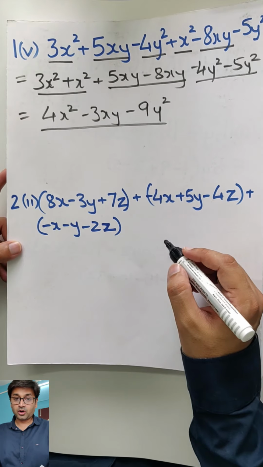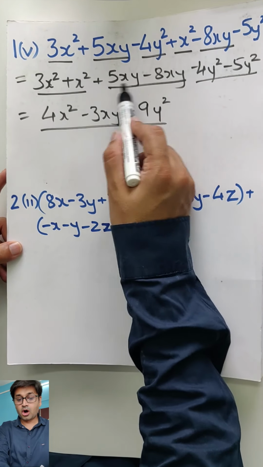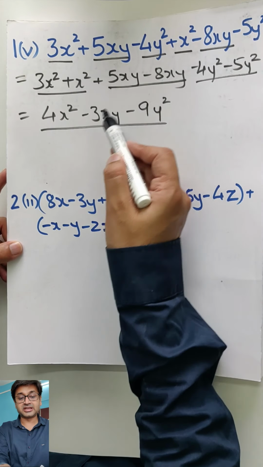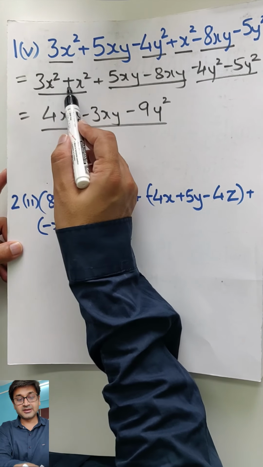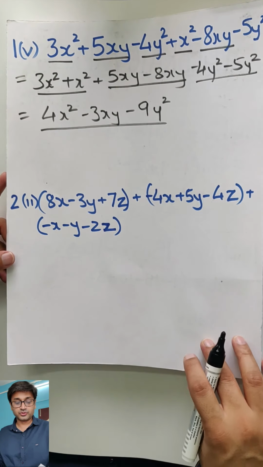I hope you know the law of addition. If same signs, you have to add and put the sign. Opposite sign, you have to subtract and put the sign of the greater number. Again same sign, so you add and put the sign. Are you getting it? So don't get confused with this.